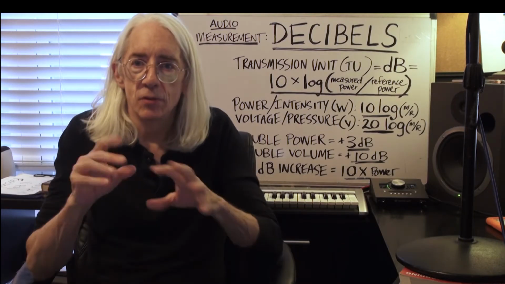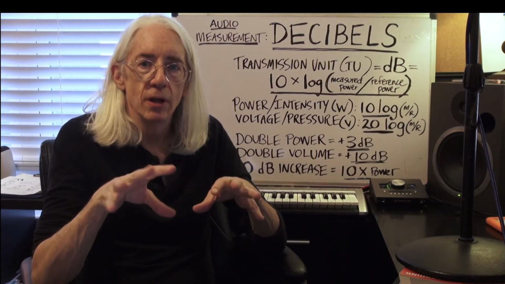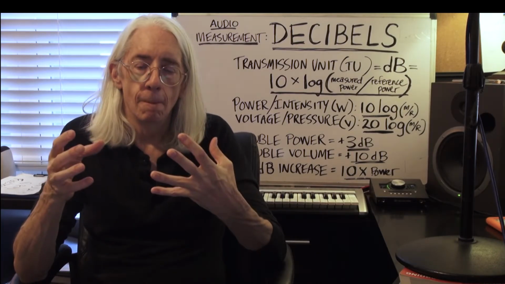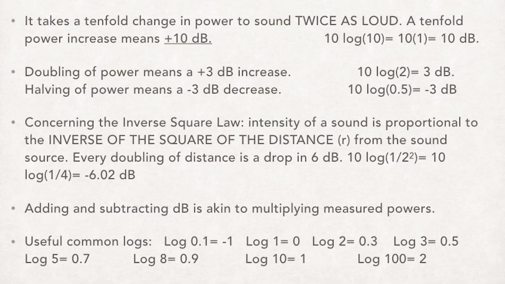Here's a couple of observations I want to make about decibels that help you realize how we can use them. Number one, it takes a tenfold change in power to sound twice as loud. Also, a tenfold increase in power means you've gone up 10 dB. So 10 times the power, up 10 dB, sounds twice as loud. When you double the power, you get a 3 dB increase. Take half of your power, you end up with a 3 dB decrease.